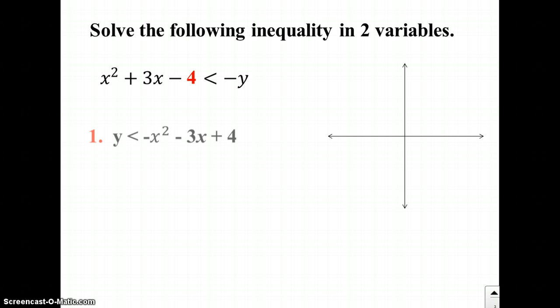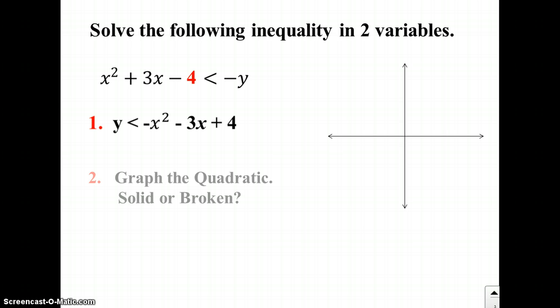So you're asked to solve this inequality in two variables. Step 1, solve it for y. So we're going to divide everything by -1, or you could bring the y to one side and all the other terms to the right side. But we get this inequality: y is less than -x squared minus 3x plus 4.